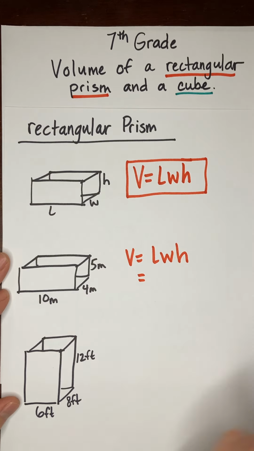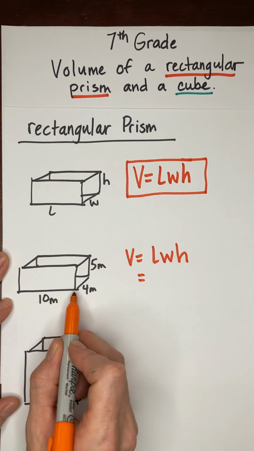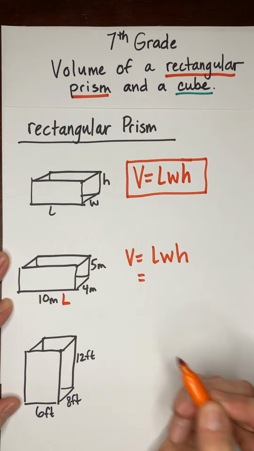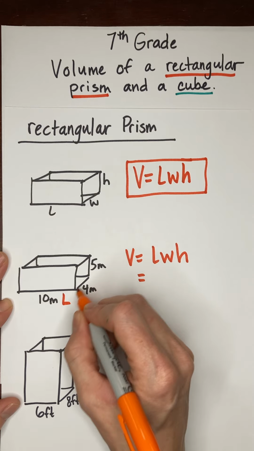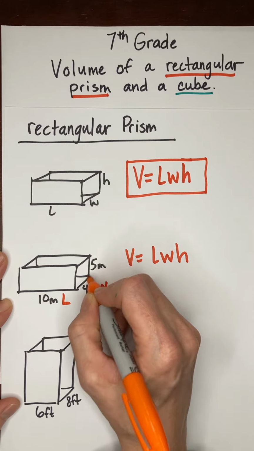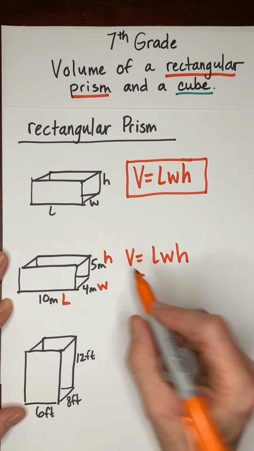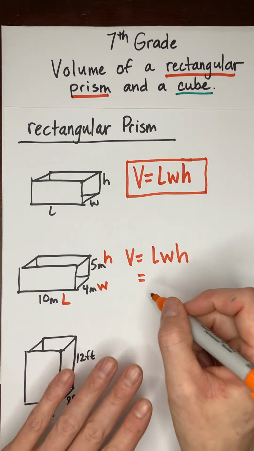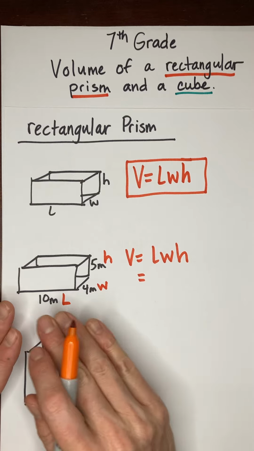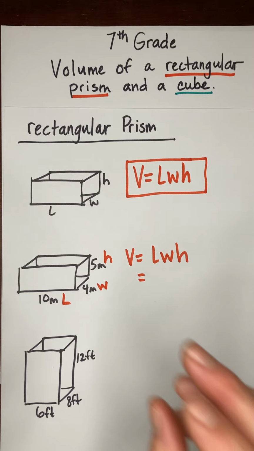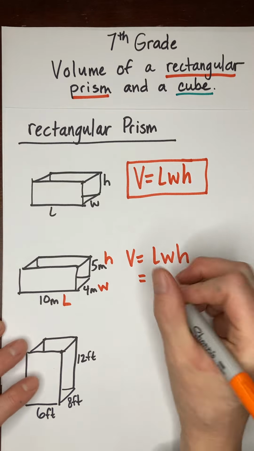Let's label our sides. Okay, I always like to do the long side. The base here is L. I like to do this width, this distance here to the back, as W, and the height standing up is H. Okay, now that we have L, W, and H, we can plug them in. It does not matter, honestly, what you label as L, W, and H, as long as you do it and stick with it, because they're all going to get multiplied anyway.